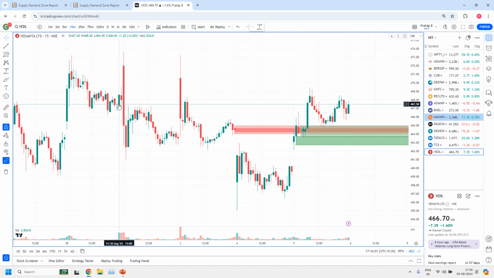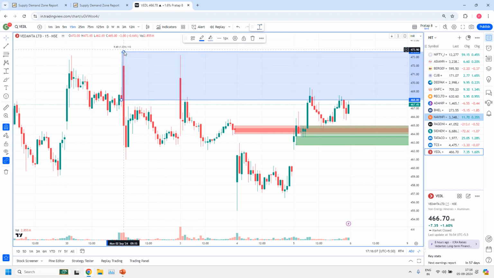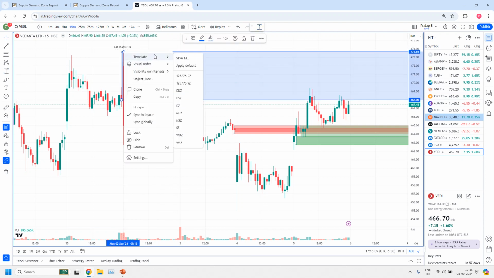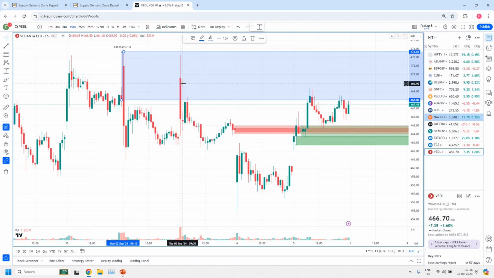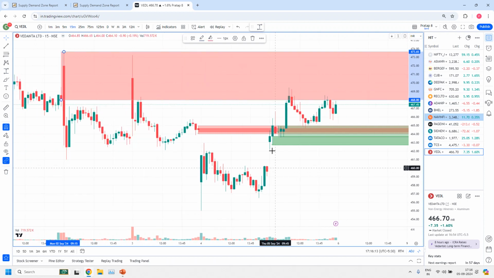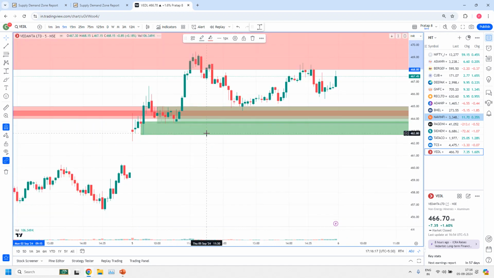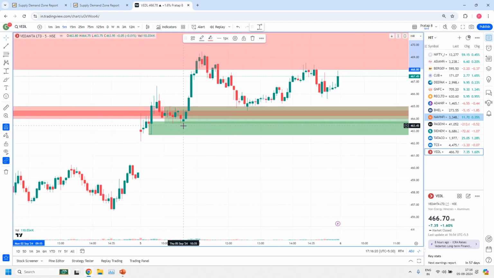But already you have a rally based drop. So you can mark like this. This is going to be your 15 minute supply zone, and this will act as a target. Now let me go to 5 minutes. See how much profit you got. Here you got the trade. This entire thing is the 15 minutes leg out. You participated in the 15 minutes leg out.